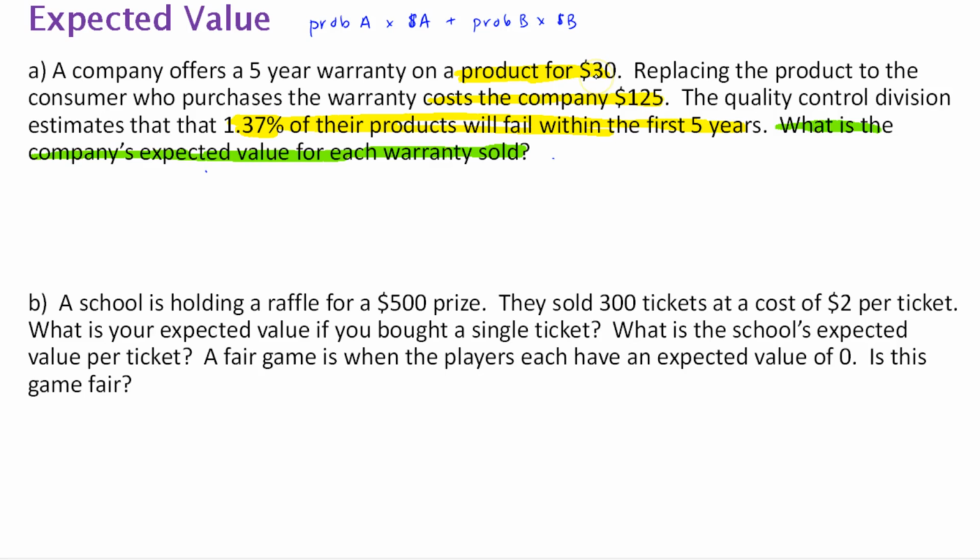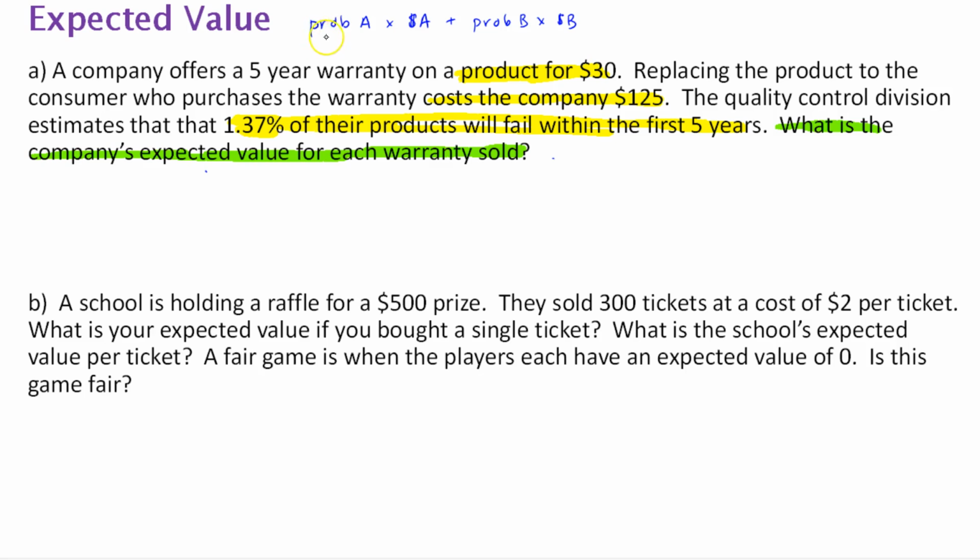Okay, so the expected value, they asked to find the company's expected value for each warranty sold. Okay, and for any individual warranty, they'll either gain $30 or lose $95. But what we're looking at here is, in the long run, if they sell a lot of warranties, which they want to do, they're playing the odds or the probability to make money. So sometimes the products will fail, but most of the time they won't.